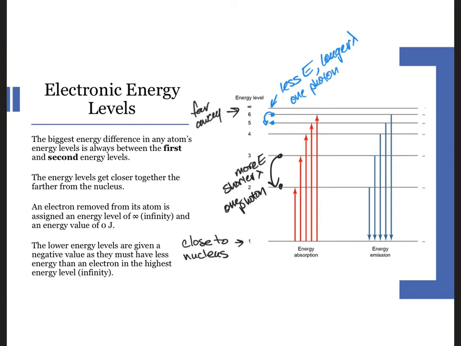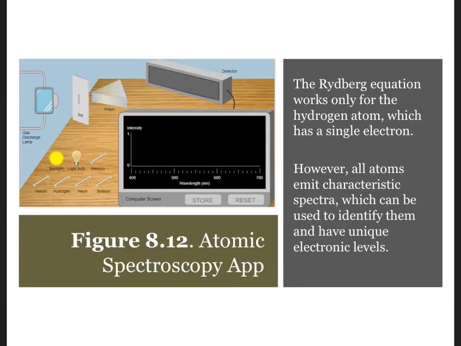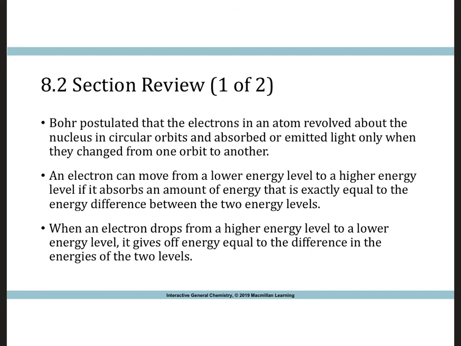By convention, an electron removed from the atom is assigned an energy level of infinity and an energy of 0 joules. The lower energy levels are given a negative value as they must have less energy than an electron in the highest energy level, infinity. While the Rydberg equation only works for the hydrogen atom, if you check out the Flame Test Interactive or the Atomic Spectroscopy app in the textbook, you'll see that all atoms emit characteristic spectra corresponding to their unique arrangement of electrons. Finally, I'll leave you with the parting thoughts of the authors.